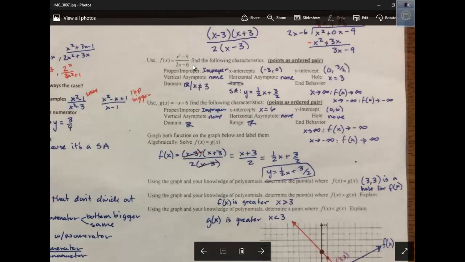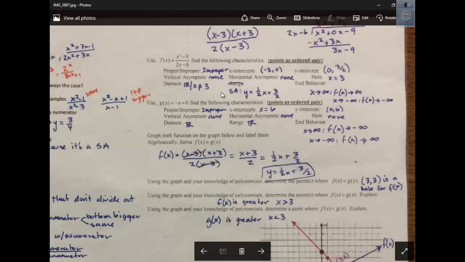All right, moving over here, we've got a rational function that it wants us to find a bunch of things for. So we can tell that this is improper, and the reason why is because the top is bigger. X-intercepts, well, I factored it first. So up top, this is the difference of two squares, x minus 3, x plus 3. And then I factored out a 2, and I got an x minus 3. So we see that these two factors here can divide out.